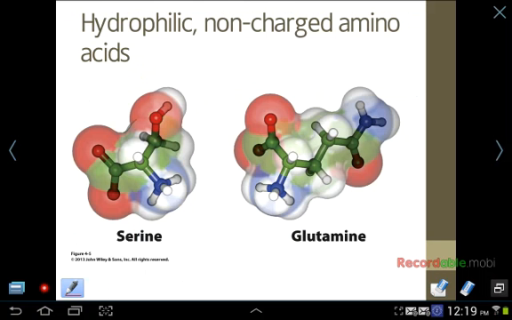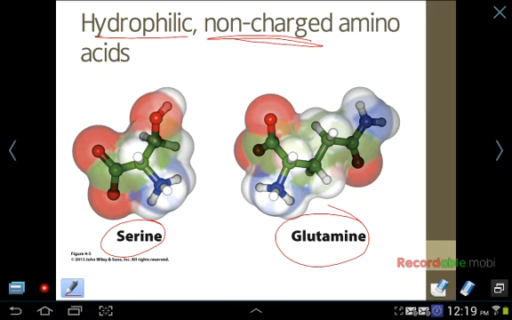Now, we also have hydrophilic, non-charged amino acids. So these are amino acids like serine or glutamine. And again, if we look at our electron density mapping, we can see that we have some hydrophilic or polar residues in the R group as well.